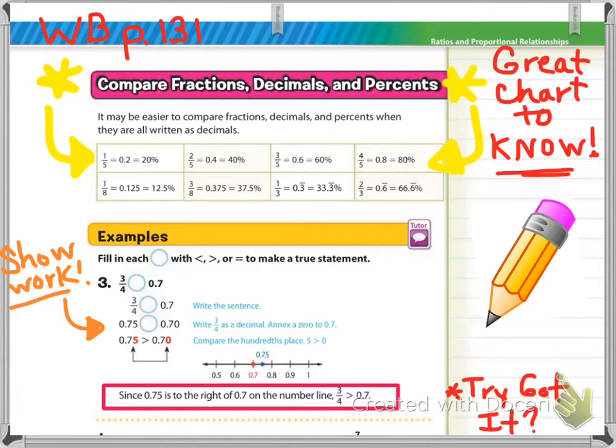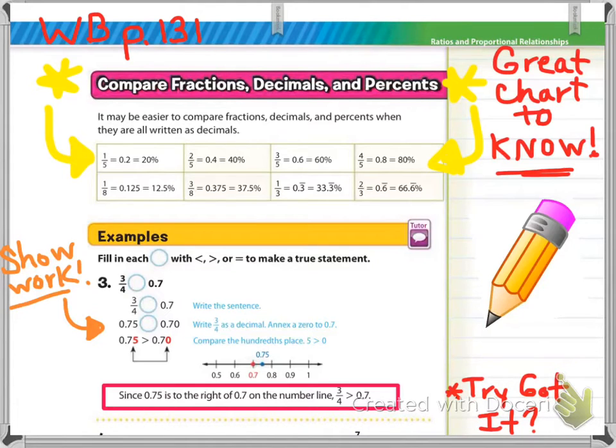All right, then we've got example number 3. You are comparing 3/4 and 7/10. One is a fraction, one is a decimal. You have to get them to the same form in order to compare. It's usually easier to change the fractions to decimals. If you have two fractions, then you have to get a common denominator. But in this case, it's going to be easier to change the fraction 3/4 to a decimal. Most of you probably know off the top of your head 3/4 would be 75%, or 0.75, 75 hundredths.